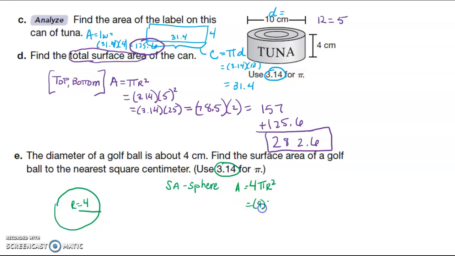So I have 4 times 3.14 times 4 squared, which is 4 times 3.14 times 16. 4 times 3.14 times 16. I get 200.96 centimeters squared.